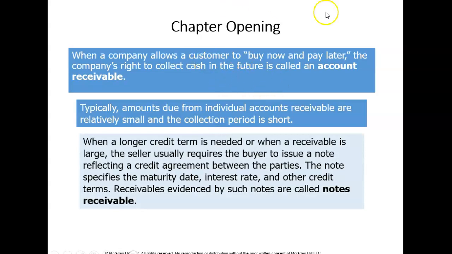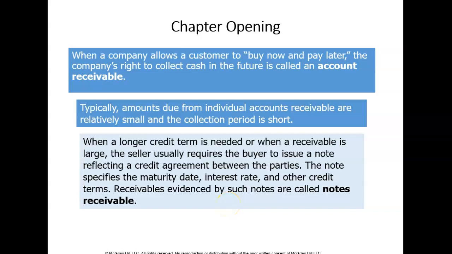When there's a longer credit term, meaning that the client has a longer time to pay, typically they issue what's called a promissory note, reflecting a credit agreement between the parties. Therefore, if we have to go to court, now we have documentation, and the note has all the terms such as the maturity date, the interest rate if applicable, and other credit terms. So those are known as notes receivable.